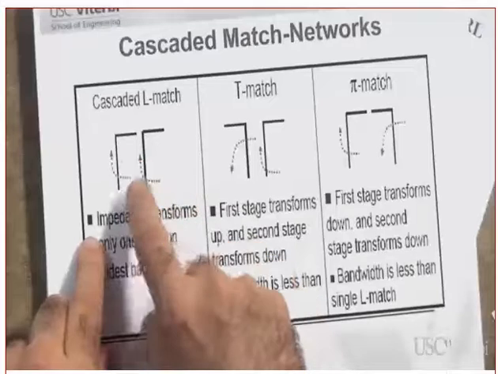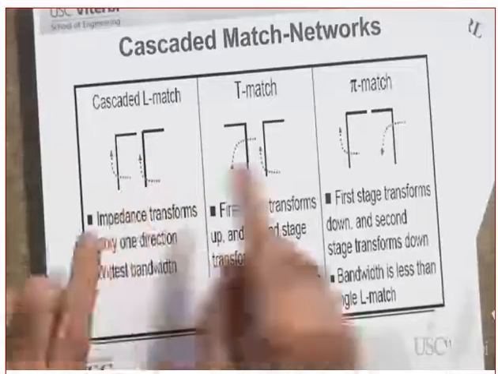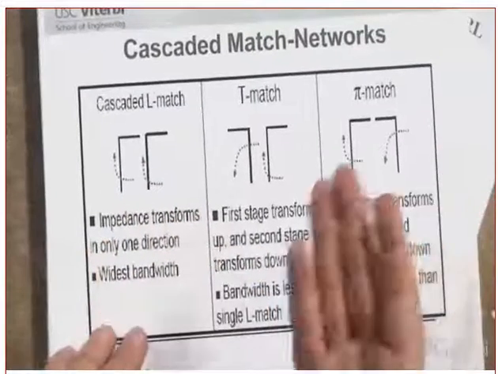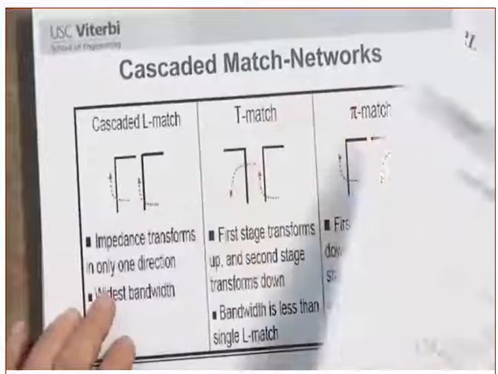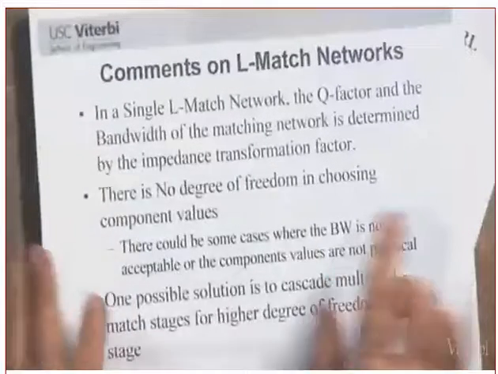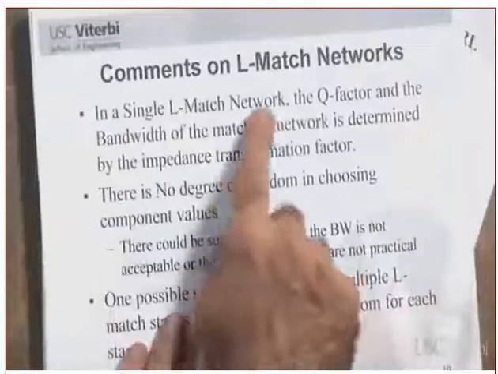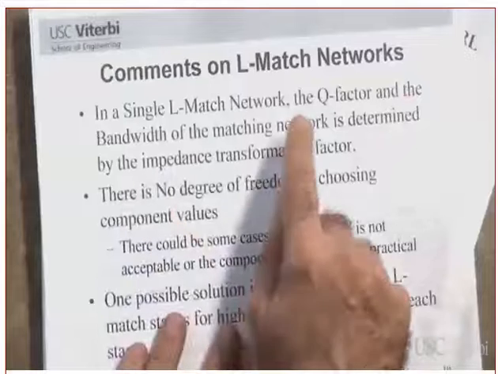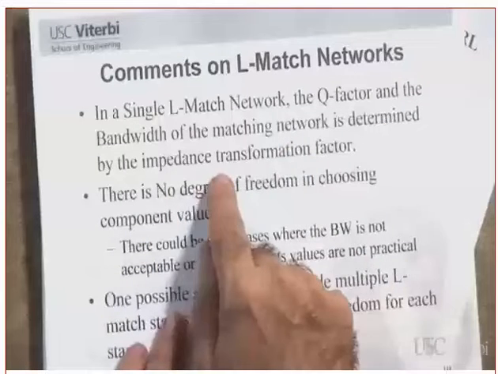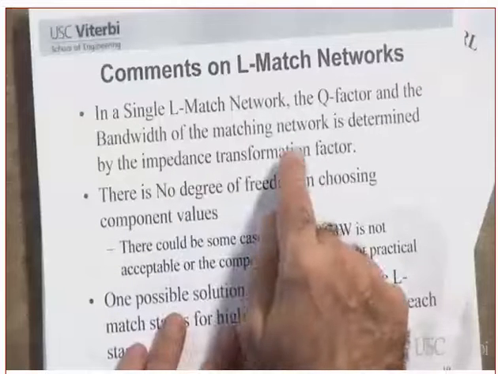Low, high, low, high. Yes? Question. Why do we go into these types of matching networks? What was the problem with the L? One more time. In a single L match network, the Q factor and the bandwidth of the matching network is determined by the impedance transformation factor.